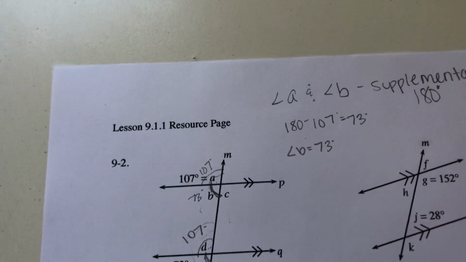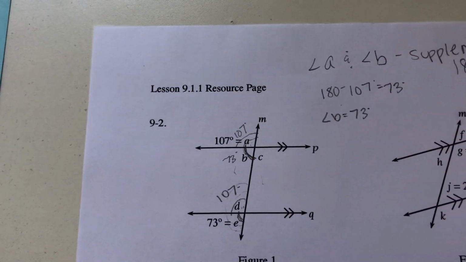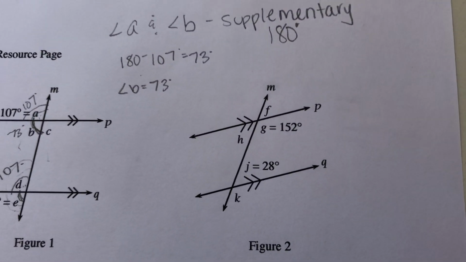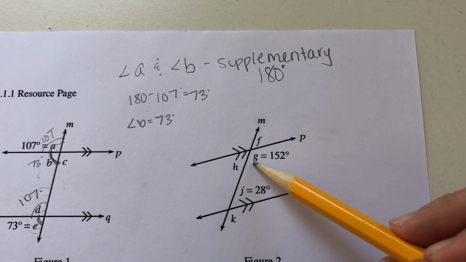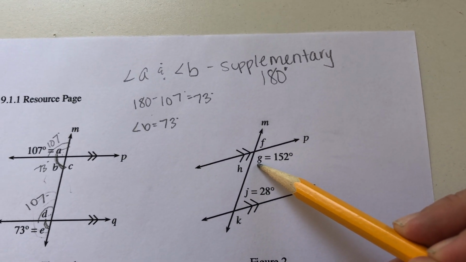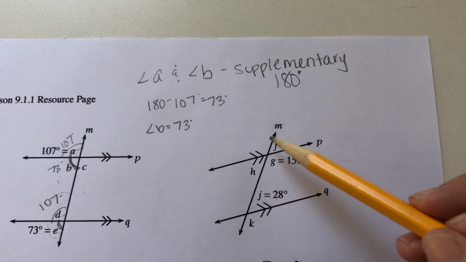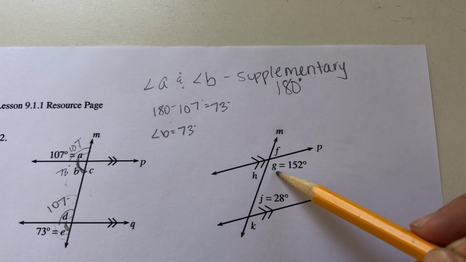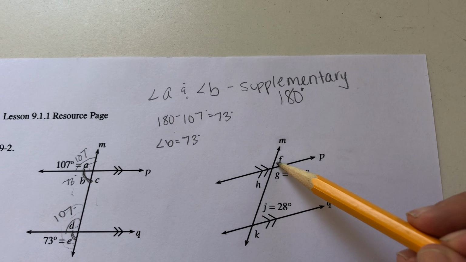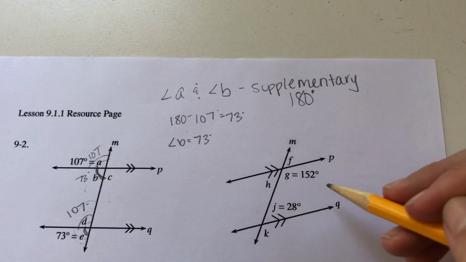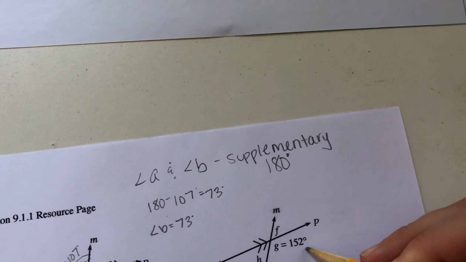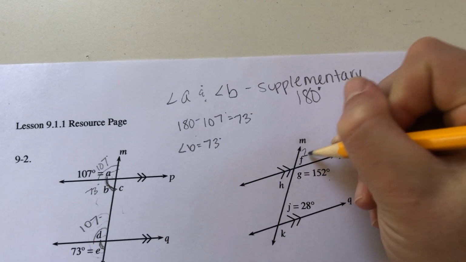Okay, moving on to F and G, which are over here. Let's look at F and G. Again, they are supplementary, because if you added up F and G together, you'd get 180, because there's a straight line. So 180 minus 152 is 28. So F is 28 degrees.